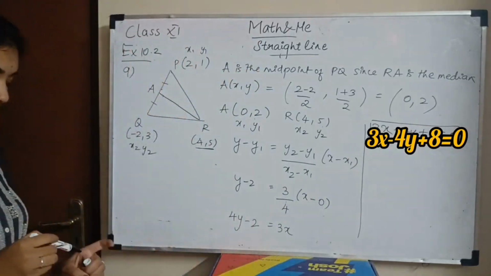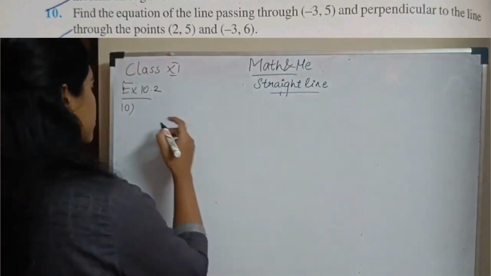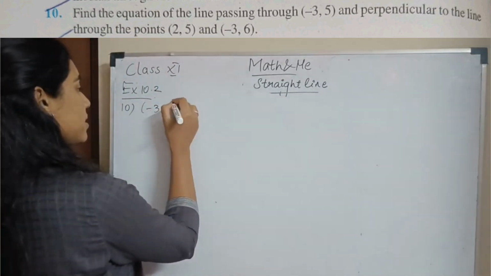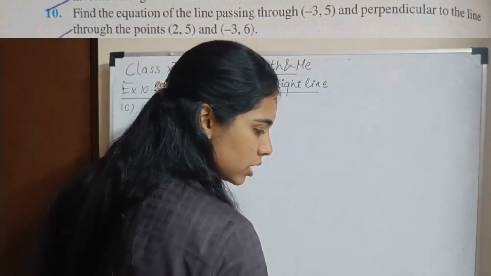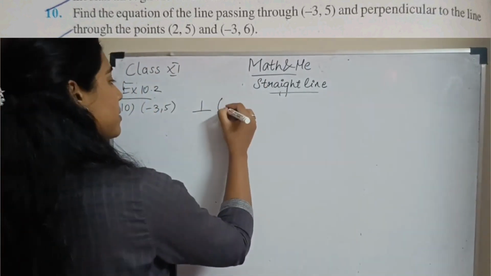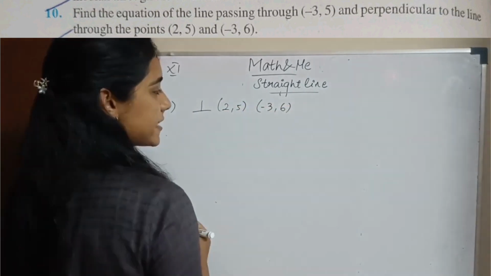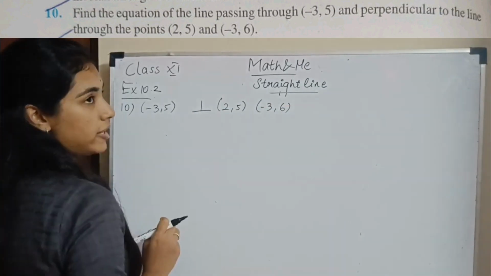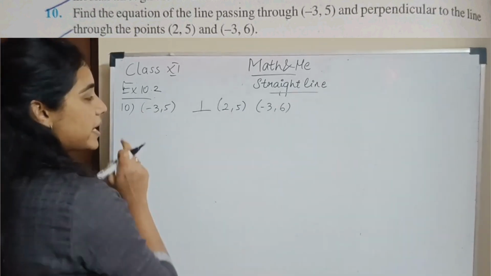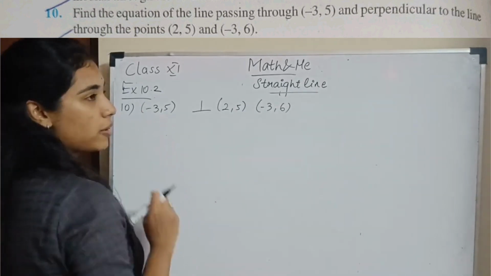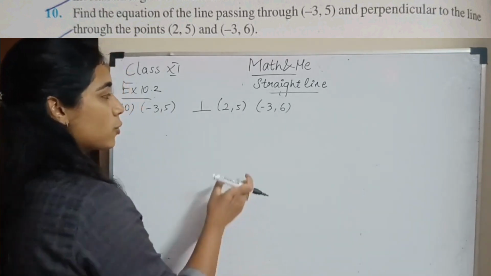Okay. Question number 10. Find the equation of the line passing through minus 3, 5 and it is perpendicular to the line through 2, 5 and minus 3, 6. So we have one point. We need to find the equation of the line passing through the point minus 3, 5. So since we have one point, we either need another point or we can find the slope.